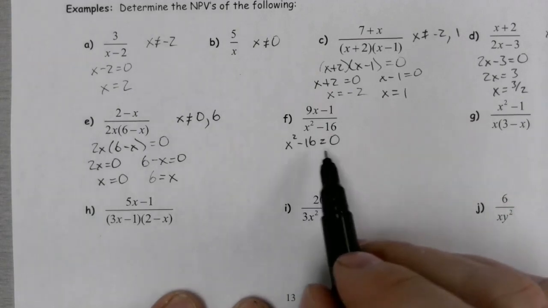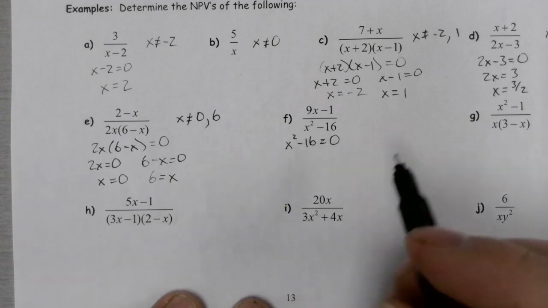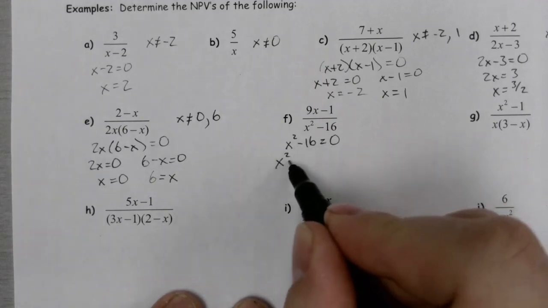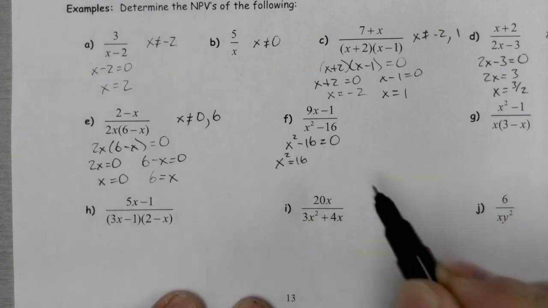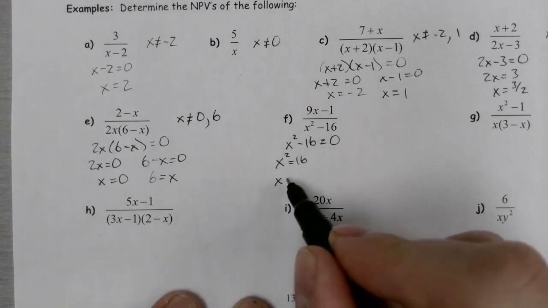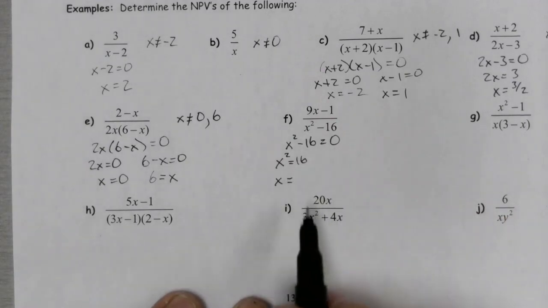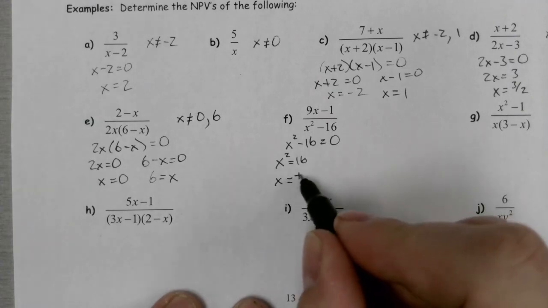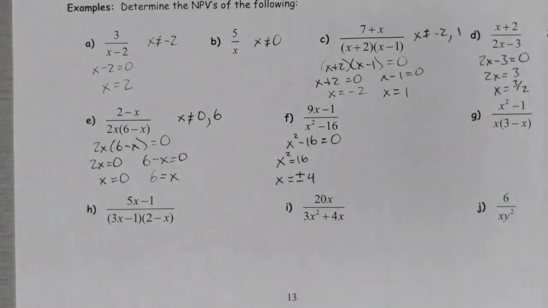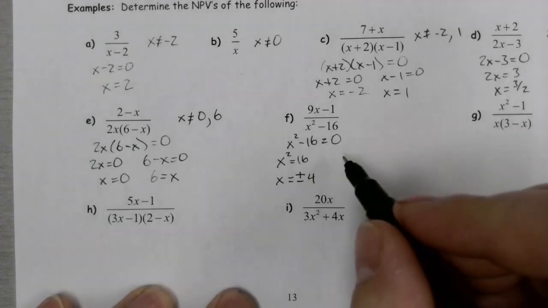Now I could do this one of two ways. I could bring the 16 over and square root. So x squared is equal to 16. I could totally do that. But when you do that, you have to remember that when you take the square root of both sides, you've got to remember the plus or minus. And for some people that is really, really hard to remember to include. They'll jump immediately to the 4 and think they're done.